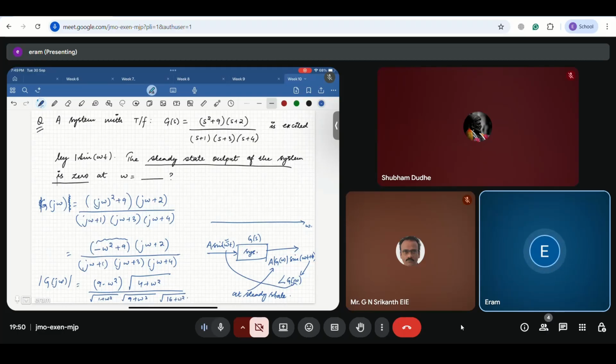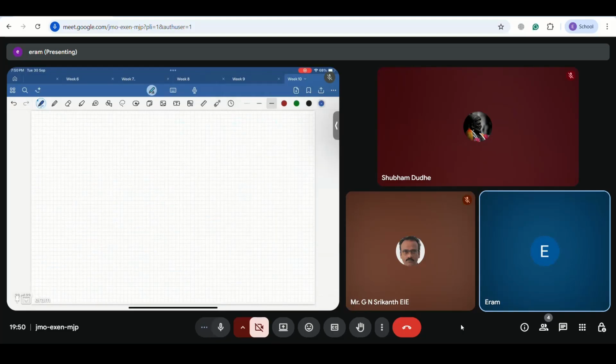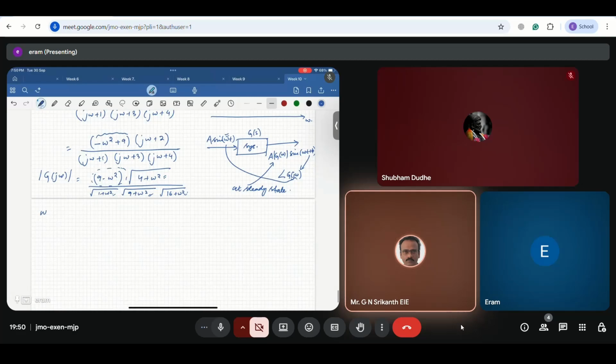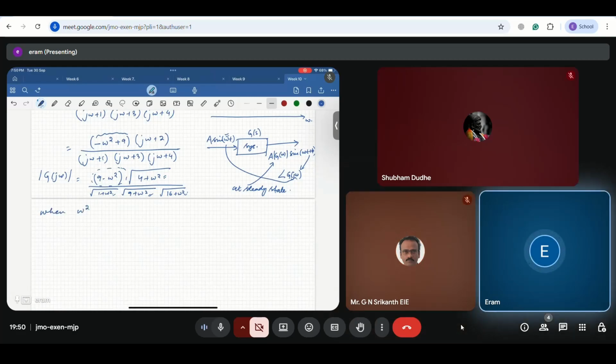When this magnitude will be 0, there is only one possible way. This is a positive term, this is a positive term, this is a positive term, this is a positive term. When this factor will be 0 at omega square equals 9. So omega is equal to 3. When omega square equals 9, this G of j omega will be 0, correct?